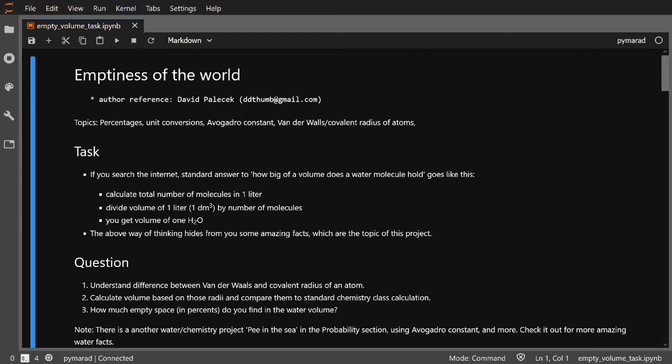Hi Pythonmarats, welcome to a new project which has a simple goal, and that is to play with the question of how big is a water molecule and what does it actually mean.